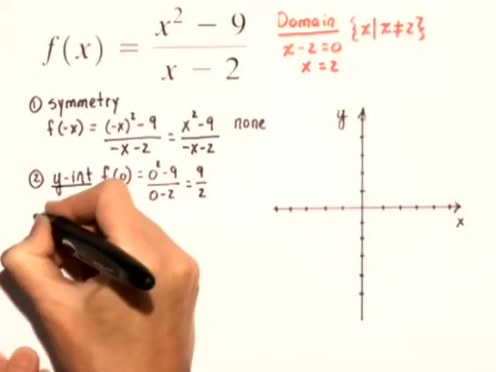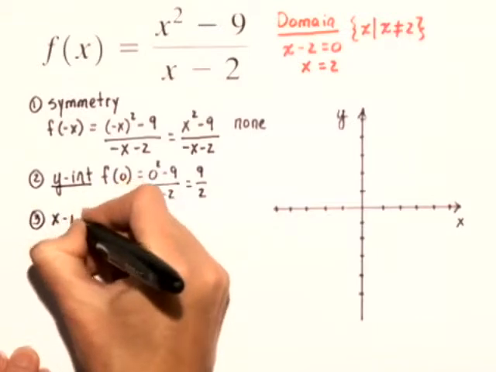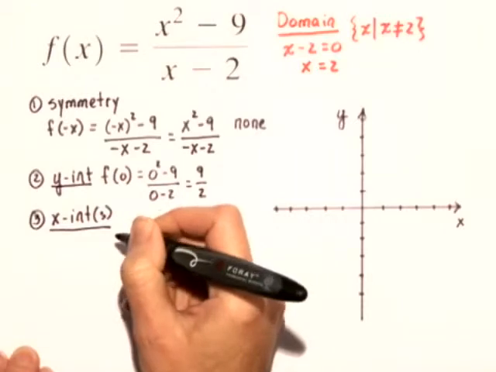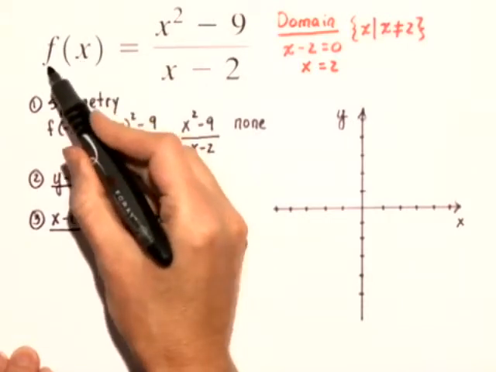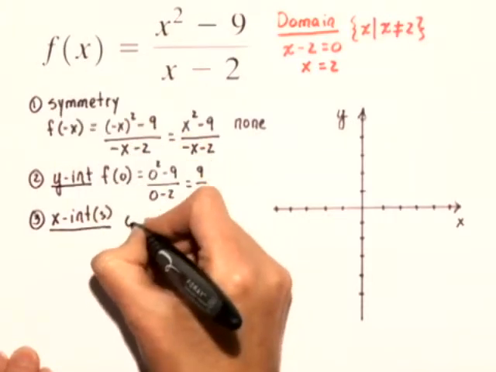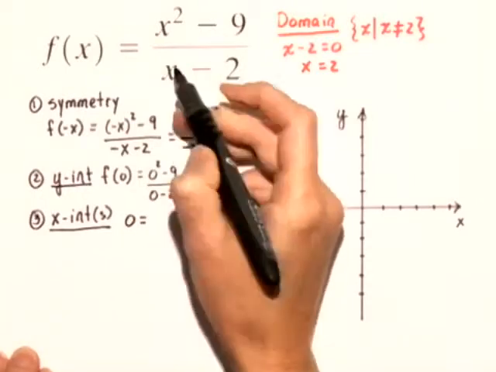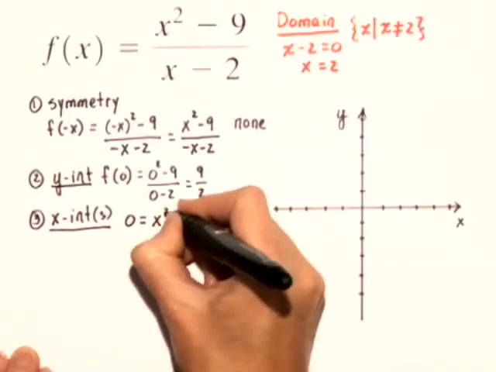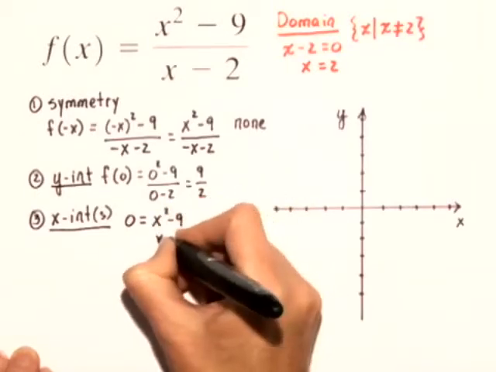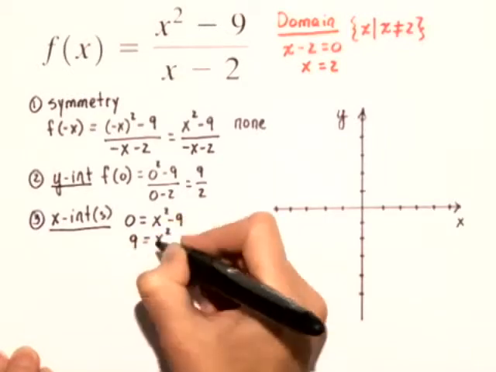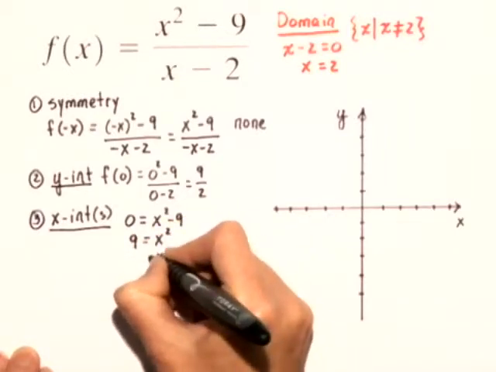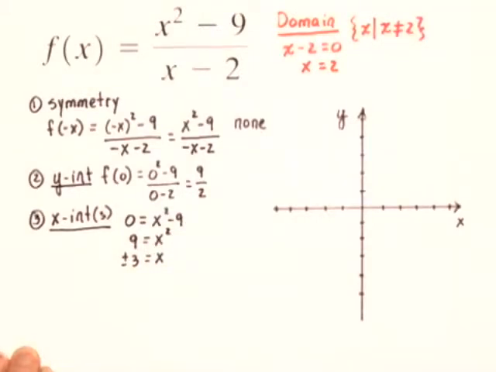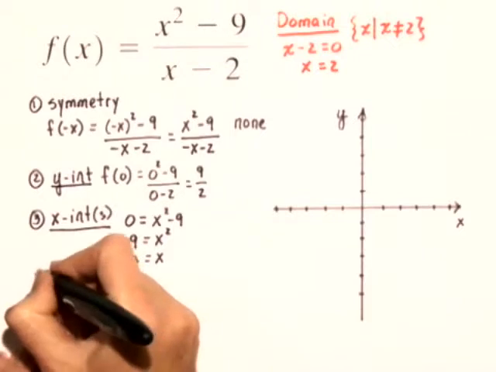Let's see if we have any x-intercepts in step 3. We find x-intercepts by letting y equal 0. Or in other words, we'll just substitute 0 in for f of x, and we'll set that 0 equal to the numerator of the rational function. 0 equals x squared minus 9. Well, that gives us that x squared is equal to 9. If we take the square root of both sides, we get x is equal to positive or negative 3. So we have two x-intercepts.